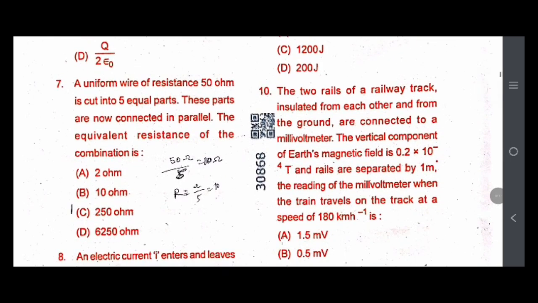A uniform wire of resistance 50 ohm is cut into 5 equal parts. These parts are now connected in parallel. The equivalent resistance of the combination is, option A, 2 ohm.